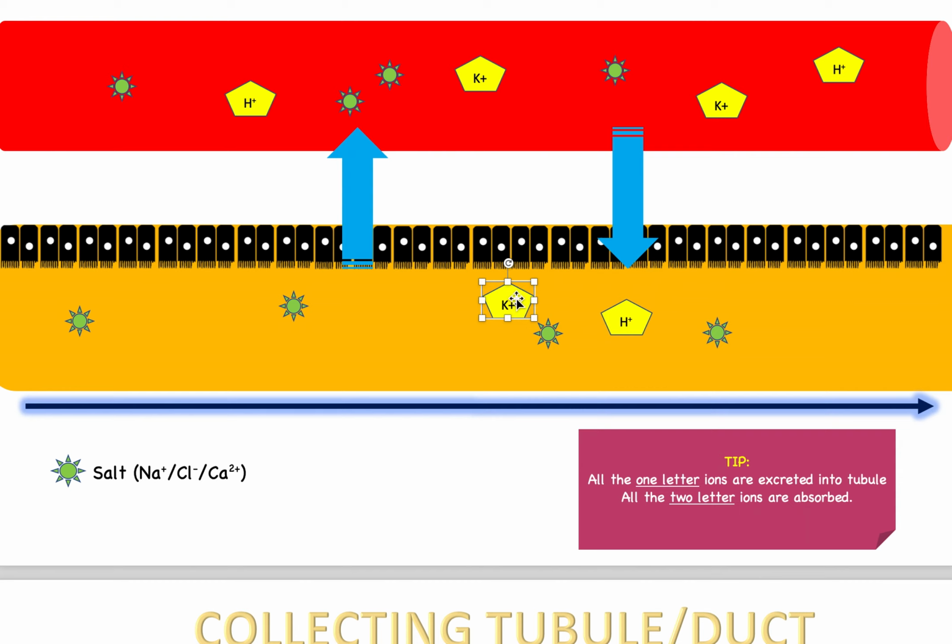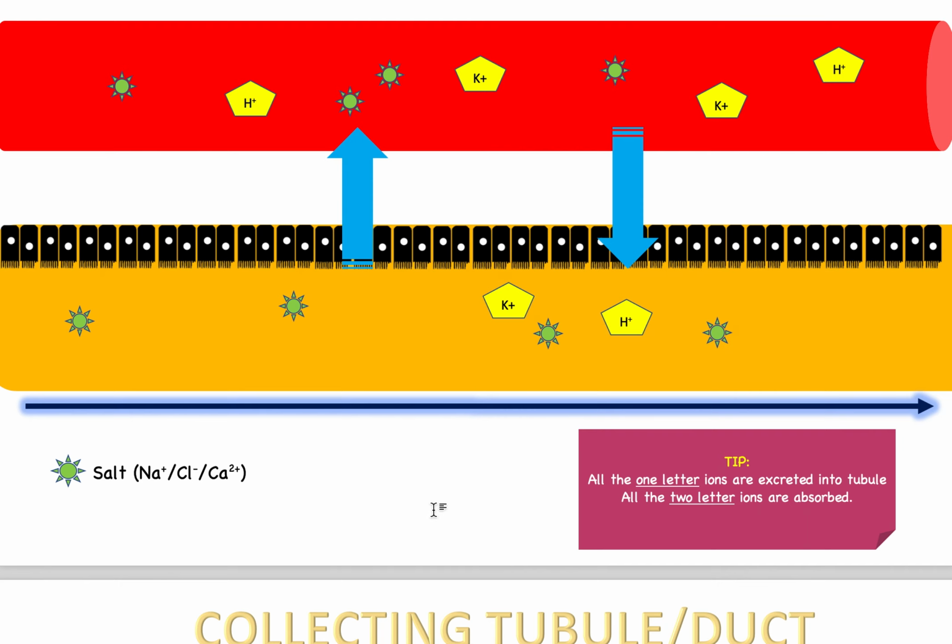Potassium, why? If we have too much potassium in our bloodstream, we will not have proper neuron action potentials, because potassium is involved in neuron action potentials, as you will learn later. So we got to get rid of them, otherwise we'll have problems there. We want to absorb calcium because our muscles need calcium to contract. Sodium and chloride are used to keep the osmolarity of our blood proper. Otherwise, we won't have the proper osmolarity or action potentials, because they're also used for action potentials. A key tip for this: one-letter ions, so potassium and hydrogen, get excreted into the tubule. Two-letter ions, such as sodium, chloride ions, and calcium, get absorbed.